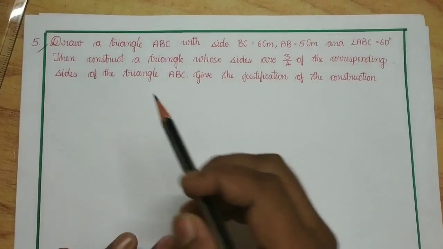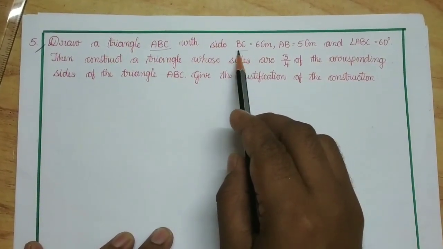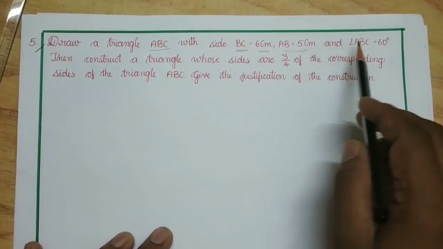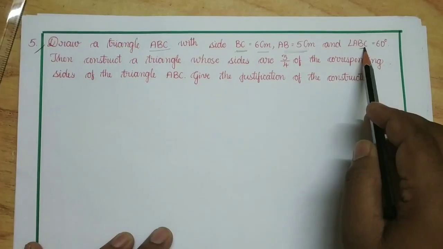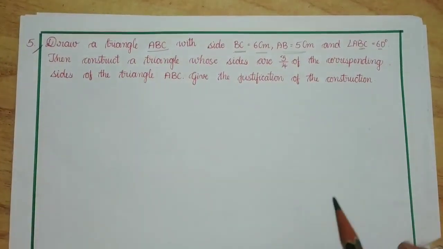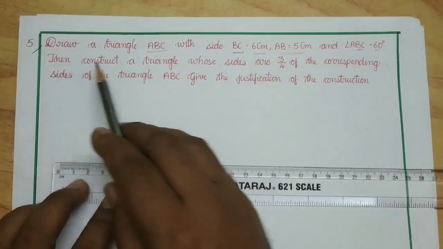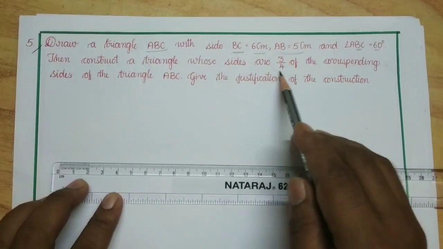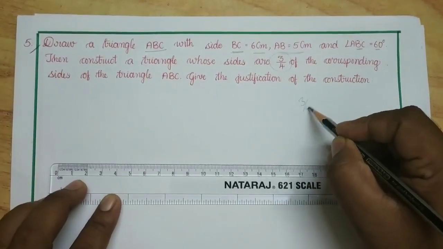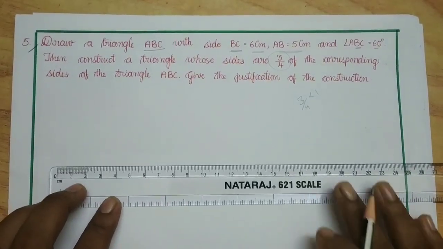So see the fifth question. Draw a triangle ABC. Side BC is equal to 6 centimeters, AB is equal to 5. Angle at B is given, that is nothing but 60. So the angle and two sides are given. Can we construct? Absolutely we can construct the triangle. Then construct the triangle whose sides are 3:4. So 3:4 is nothing but scale factor 3 by 4. 4 is bigger, so less than 1. So we will get a smaller triangle now.